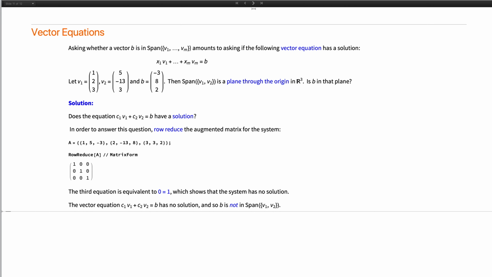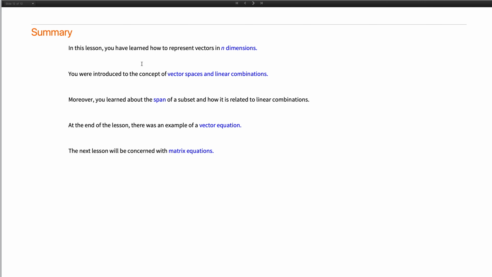Okay, so that brings me to the end of the lesson. The point is that in this lesson, you learned how to represent vectors in n dimensions, not just 2 or 3, but any dimensions, and they are just column vectors. We also talked about vector spaces, the collection of all vectors in Rn, and linear combinations of vectors. And then, given a subset of vectors, you can talk about their span, which is just the collection of all linear combinations. And then that leads to the question of a vector equation every time you want to check whether a vector b belongs to the span or not.